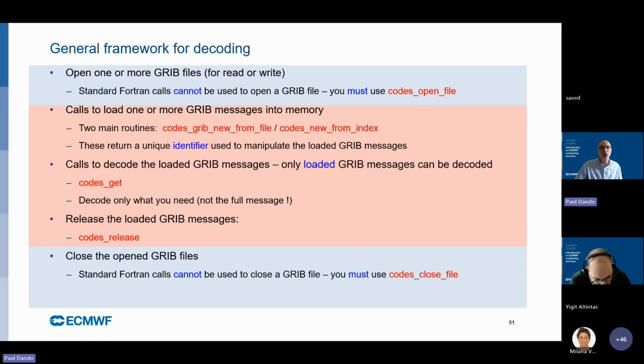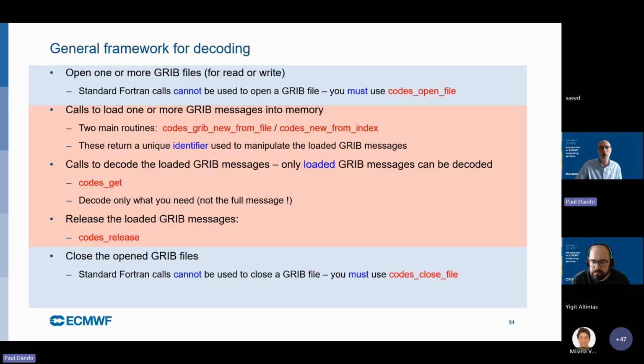And then you need to load your GRIB messages into memory. You can load 1 or more, however many you need to load. And there's 2 main routines that are available to do that. Today, we'll look at something called codes_grib_new_from_file, which just reads the messages 1 by 1 from file and loads them into the memory from where you can access them. There's also another way, which is slightly more sophisticated, of using an index, which I'll not go into today.